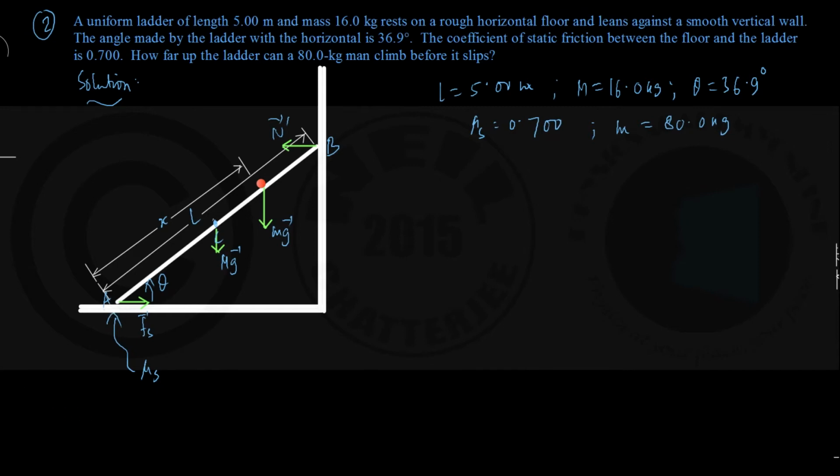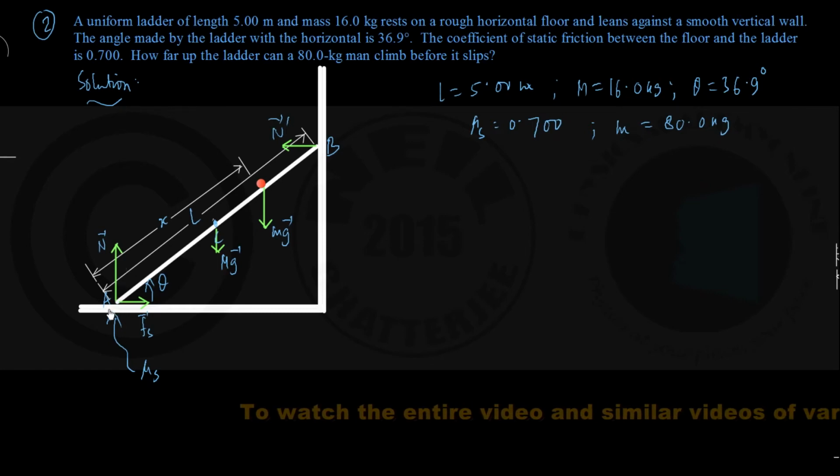And the normal component of the contact force given by the floor is of course acting vertically upwards. I shall call this force N as usual. So here are the forces acting on this ladder plus man system: the gravity forces, the contact force given by the wall, and the contact force components given by the rough floor.